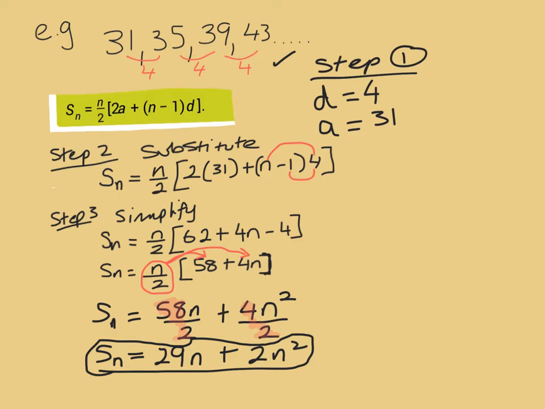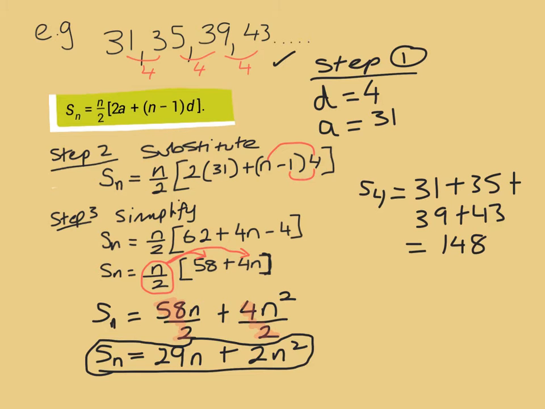So what does Sn mean, or what are we doing? Well, if I wanted to find the sum of the first 4 terms, I can do that by looking at my terms. So I have 31 plus 35 plus 39 plus 43. And when I add all of those together, I will get 148.